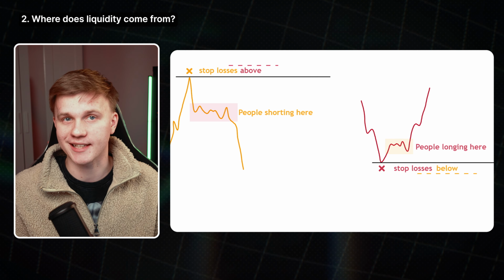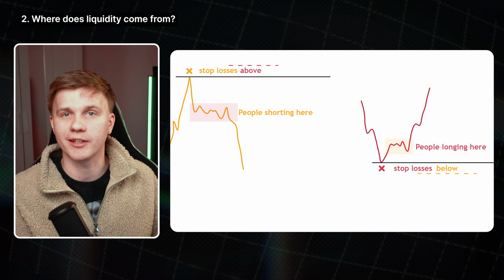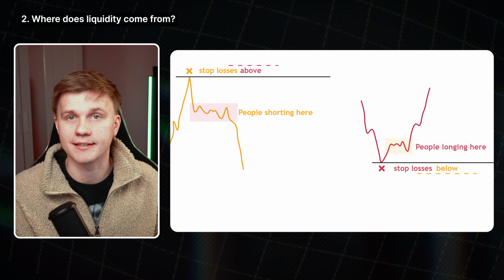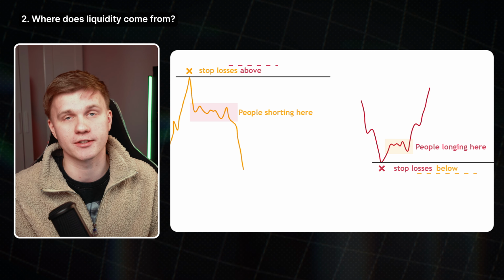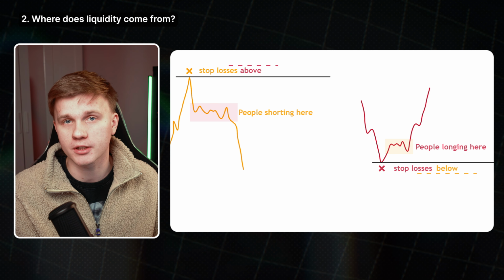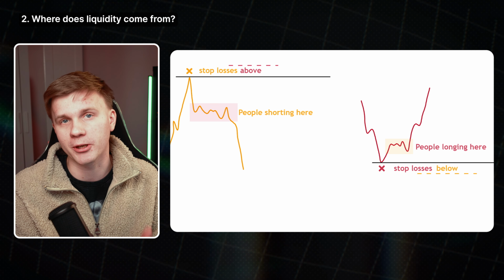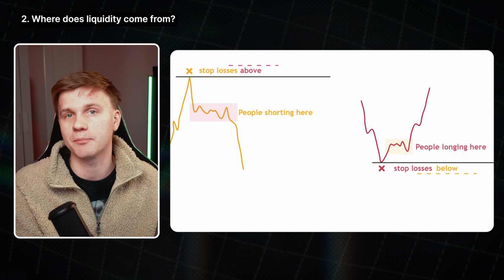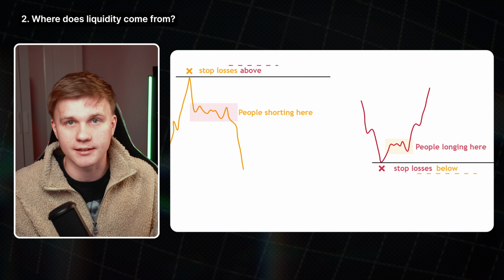Liquidity often accumulates above key highs and below key lows where stop losses are placed. Those areas attract price because they represent pools of buy and sell orders. For example, traders who are short place their stop losses above key highs, while long traders place them below key lows, assuming these levels are safe. Larger players often target these levels to fill their orders.